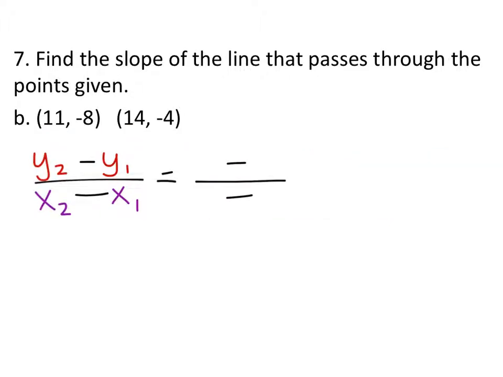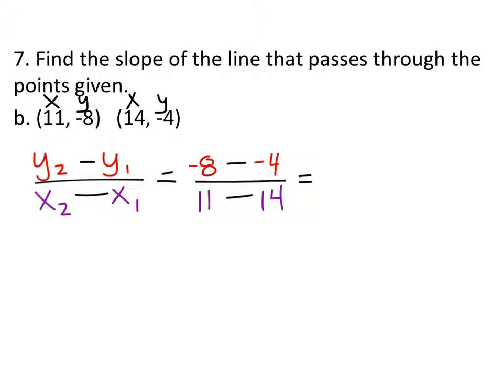Same formula for this one, you guys. Okay. So I got my y values, which is -8 and -4, because each point is always set up x and y, okay? So we know the y values are always the second value in the set of parentheses from that ordered pair. So -8 minus -4, and the x values 11 and 14.